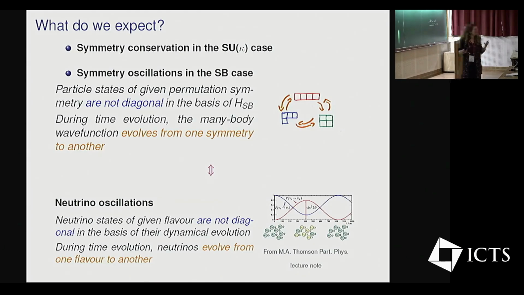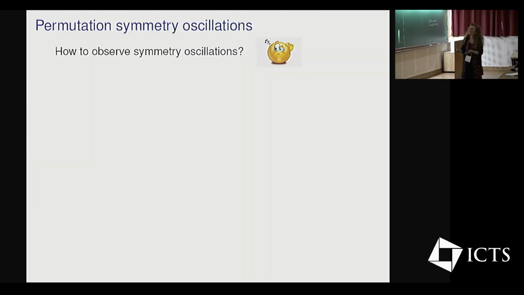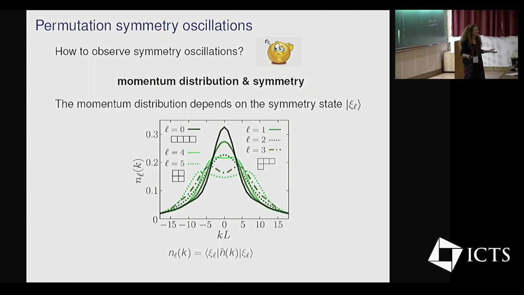So how can we see this symmetry oscillation? It's all the talk that I'm preparing, what I'm going to say. I can look, of course, at the momentum distribution, because, as I told you before, the peak and the tail of the momentum distribution are higher when the symmetry is larger.